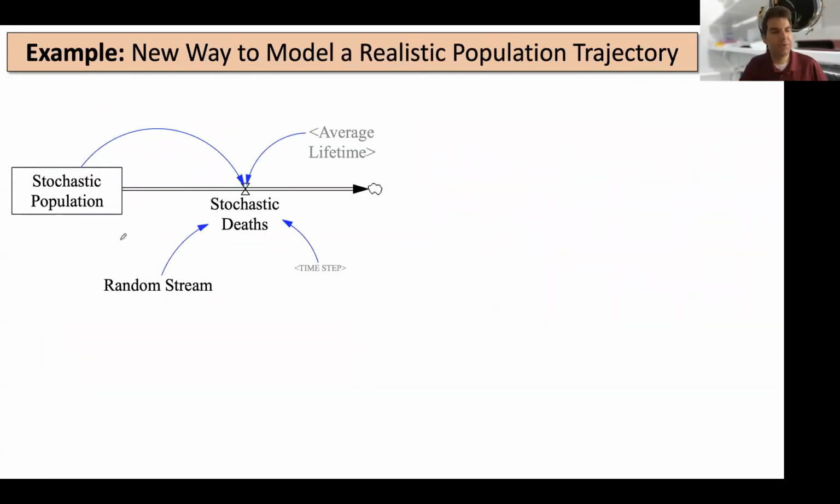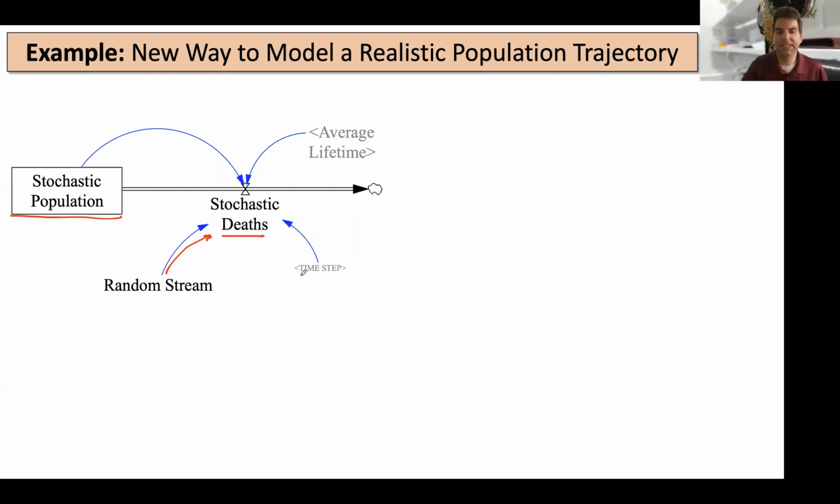So I now am going to introduce some slightly different ways to model this. I'm doing this in VinSim, but you can also do this in InsightMaker. The idea here is that I've got my now stochastic population stock, and I've now got this stochastic death flow, and I input into it a random stream. So this is just like a number, 0, 1, 2. This is like the number of the die roll. This is like the die that you're giving it.